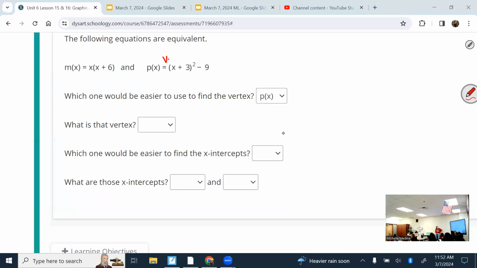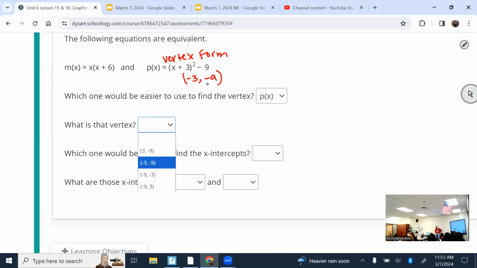So what is the vertex for this one? -3 and positive or negative 9? -9. So h is always opposite, k is always the same. So -3, -9. Which one would be easier to find the x-intercepts? Because it's in factor form. In factor form, you can tell the x-intercepts within a few seconds probably.